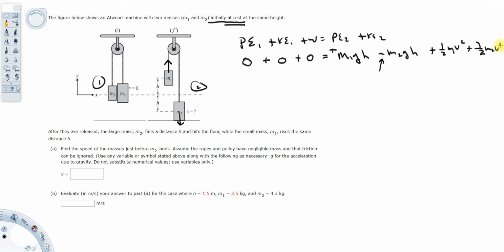And both of these objects have a kinetic energy, so 1/2 M1 v squared plus 1/2 mass 2 times v squared. Now, the reason the work term is 0: the gravitational force is doing work on this when this happens, but that's what these terms take into account.